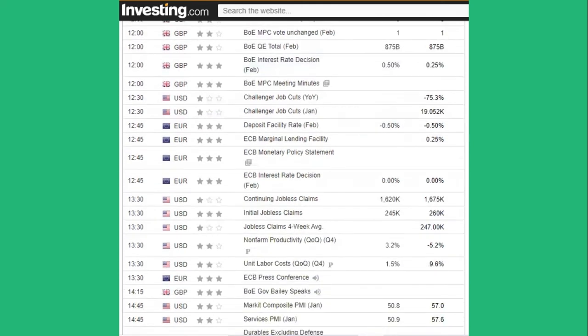Again, guys, we have more super duper big news. At 12:45, we have the interest rate decision from the European Central Bank. Another humongous piece of news, and again, all the data that goes with that as well. So that's 12:45 GMT.